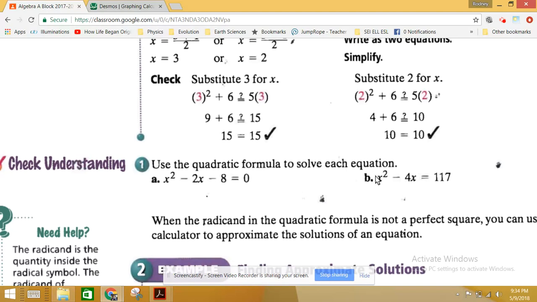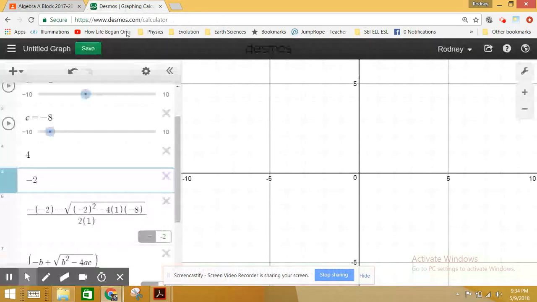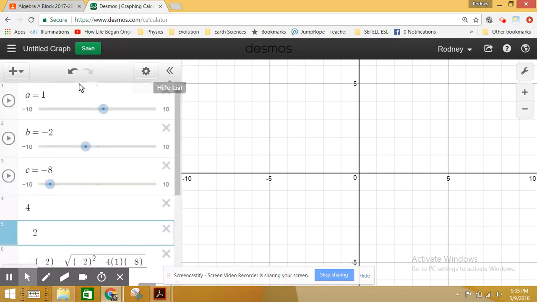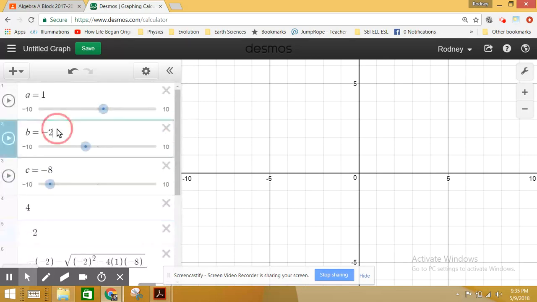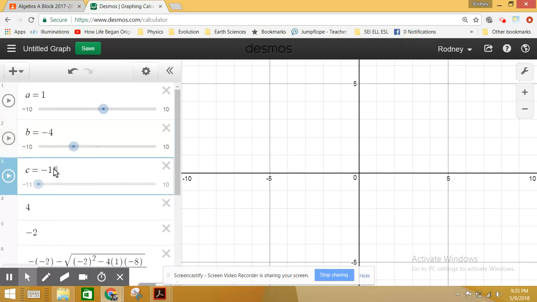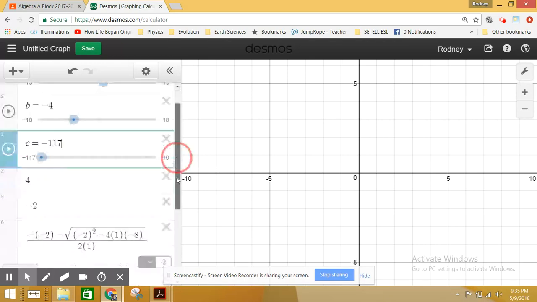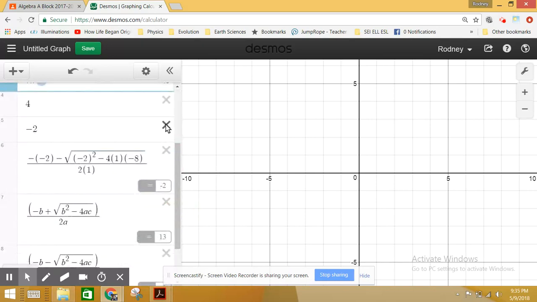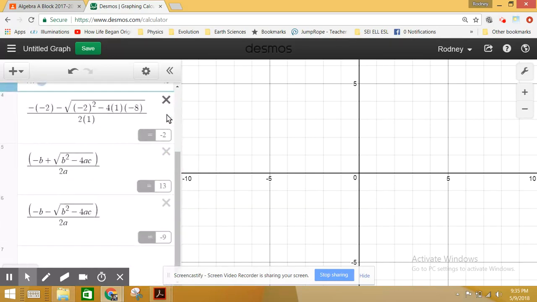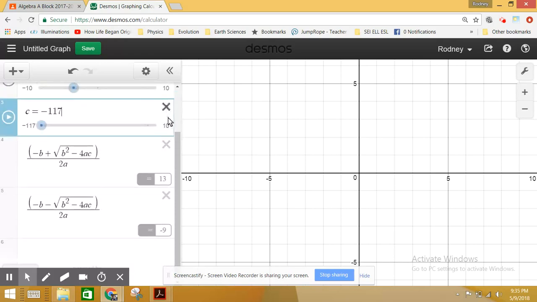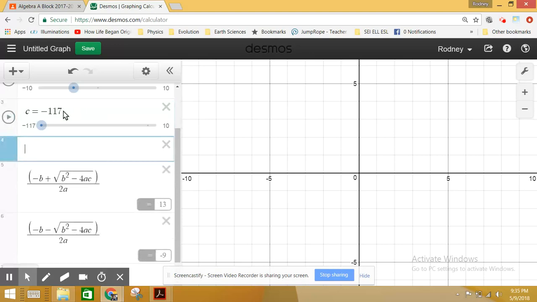So my a is going to be 1. My b is negative 4. My c is going to be negative 117. So I can go and plug this in: 1, negative 4, and negative 117. Okay. And I can go down here and see what that did for me. So now I've got 13 and negative 9 as my solutions. Now, that's just using the cheaters.